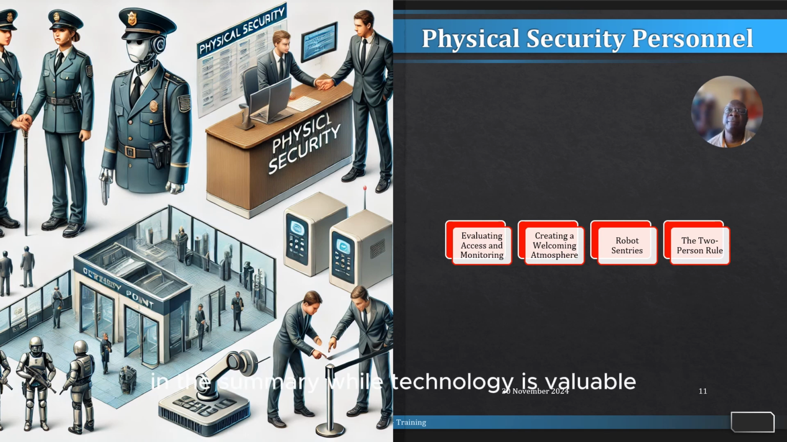In summary, while technology is valuable, human presence and judgment are irreplaceable for maintaining physical security. Systems like the two-person rule add extra layers of security for high-stakes situations, ensuring that critical actions are only taken with multiple people's involvement.